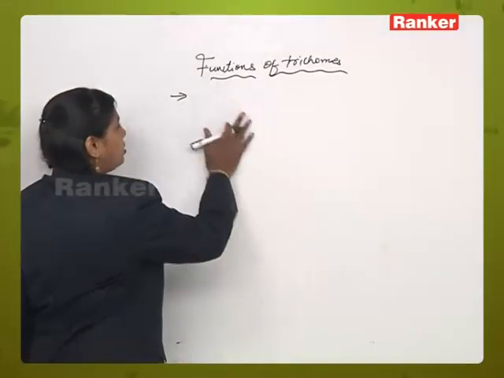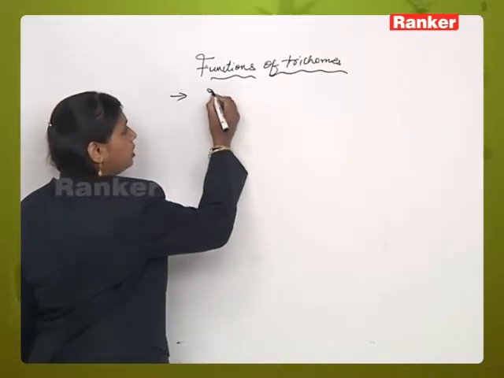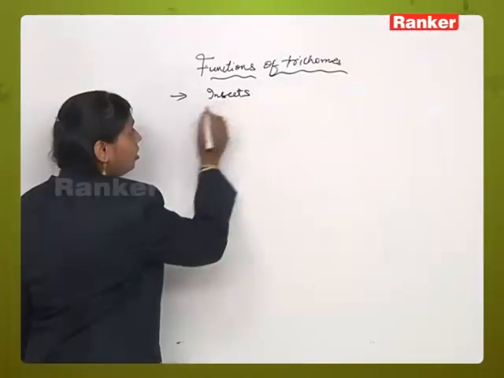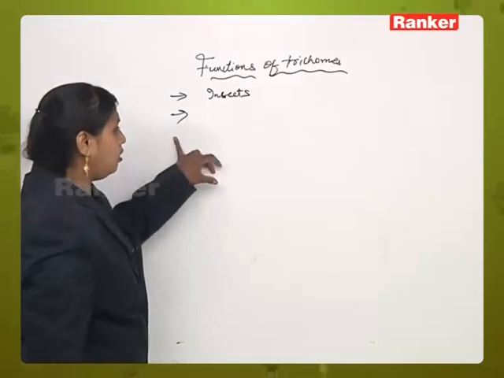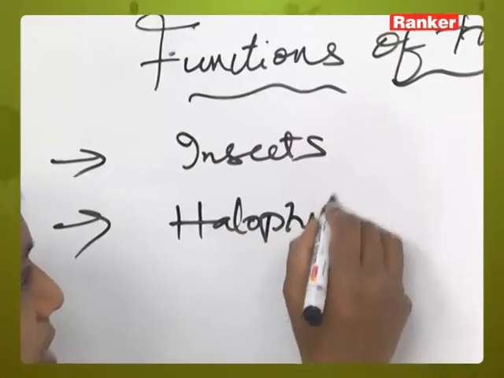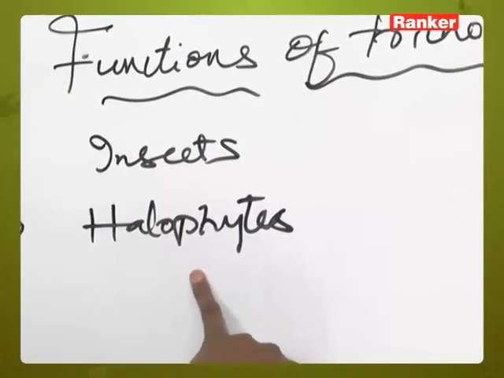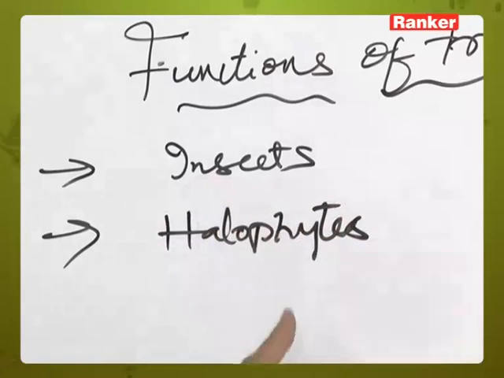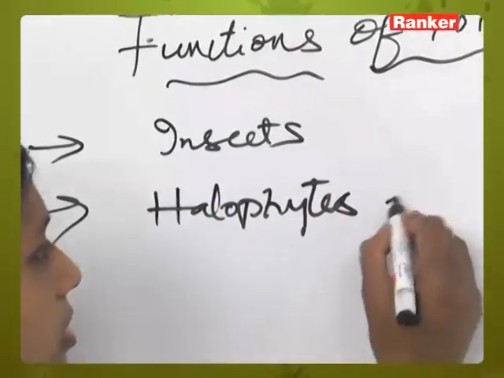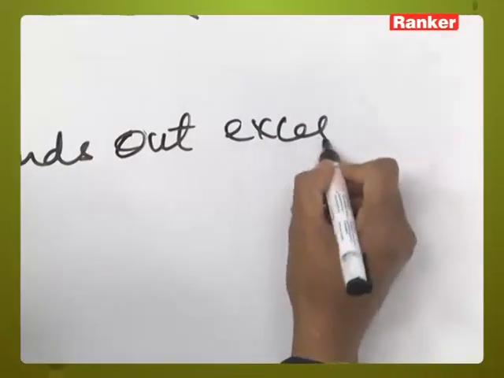First and foremost, the function of trichomes is that they protect the epidermis from insects. And again, in halophytes, it is useful for sending out the excess of salt from the halophyte plant.